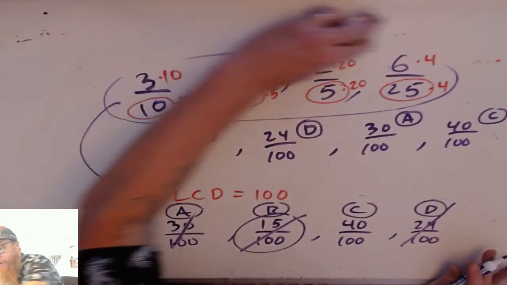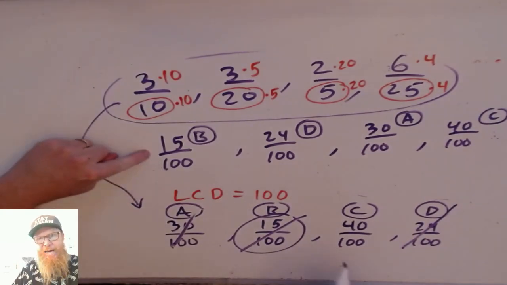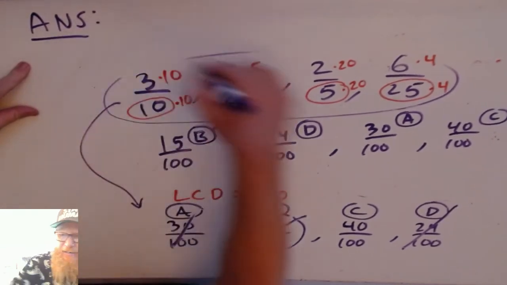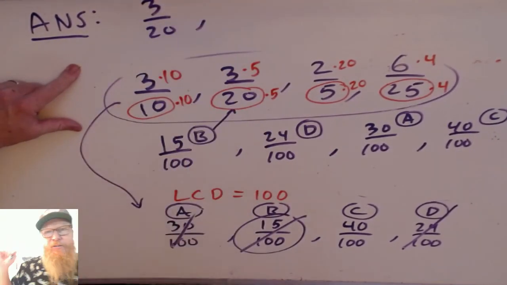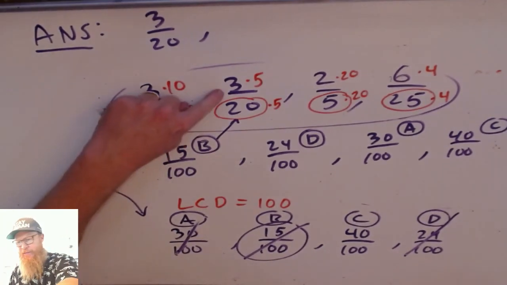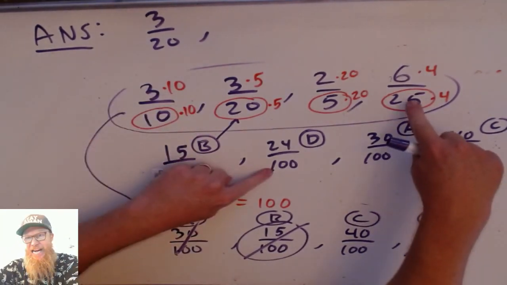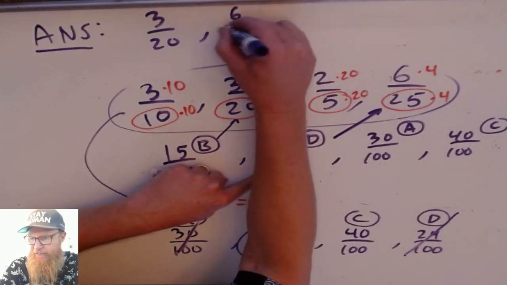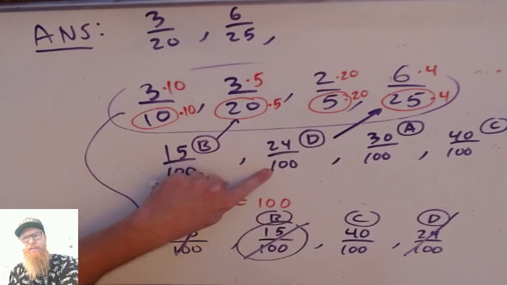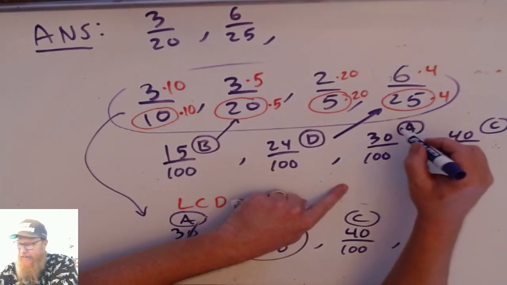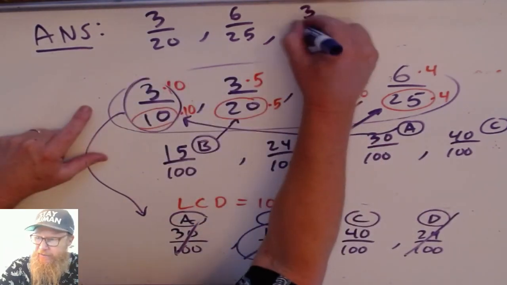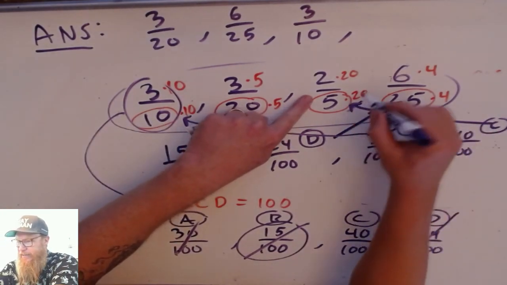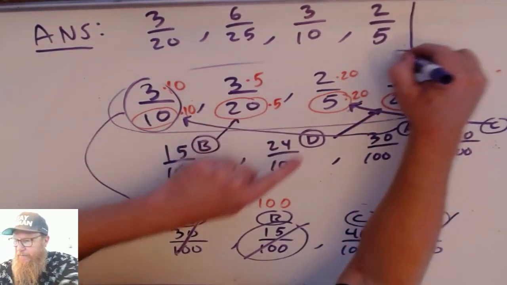Now I'm glad I kept all my old work here. So B is this one. So my final answer, 3 over 20, that one goes first. That's B. Then D was 6/25. Then A is over here, 3/10. And then C is here, 2/5.